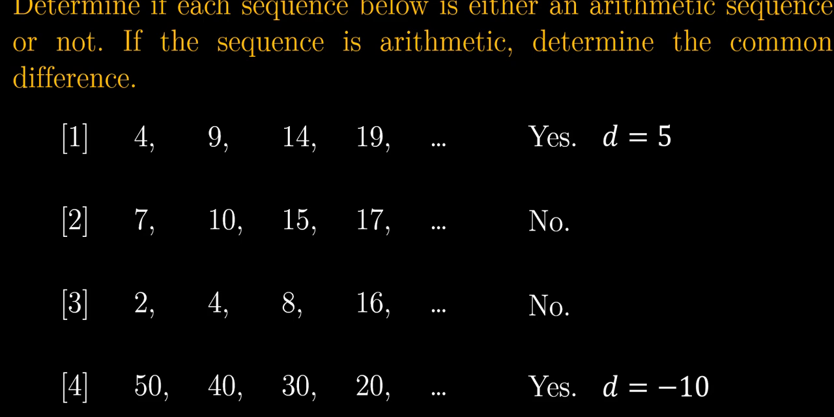Number 5, we have 1 half. It becomes 1, then 1 and 1 half, or 3 over 2, then it becomes 2. So yes, this is an arithmetic sequence, and the value that is added to the previous term constantly is 1 half. So d is equal to 1 half.